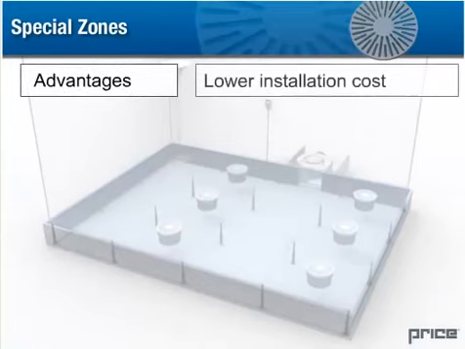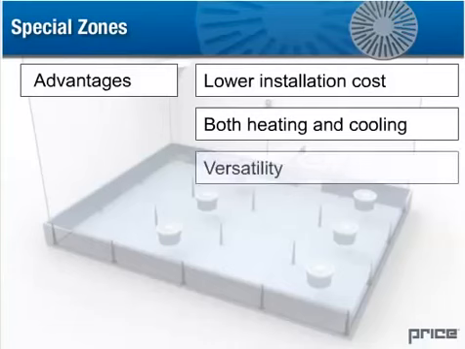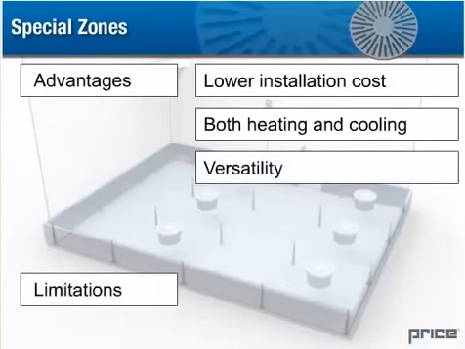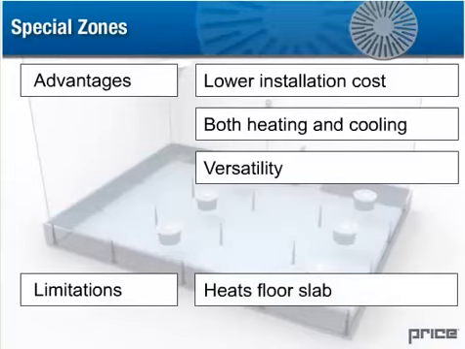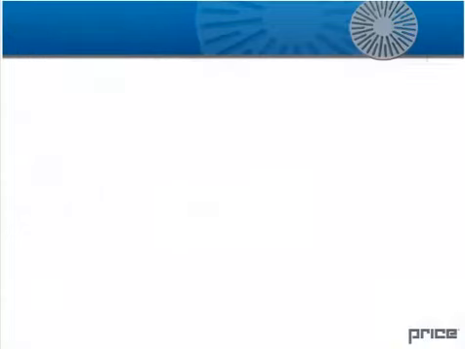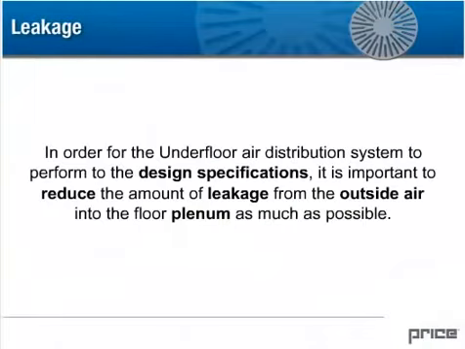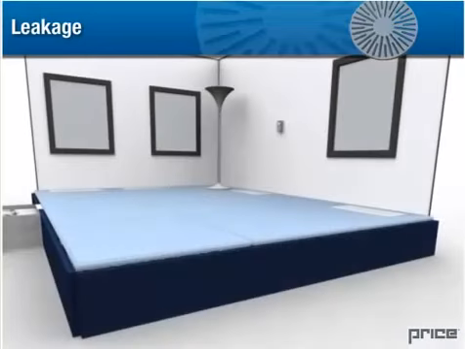Advantages with this option are lower installation costs, it can do both heating and cooling, and it is versatile. Limitations in this system exist in that it is generally discouraged to heat the floor slab, but for small zones it's acceptable. In order for the underfloor air distribution system to perform to the design specifications, it's important to reduce the amount of leakage from the outside air into the floor plenum as much as possible.